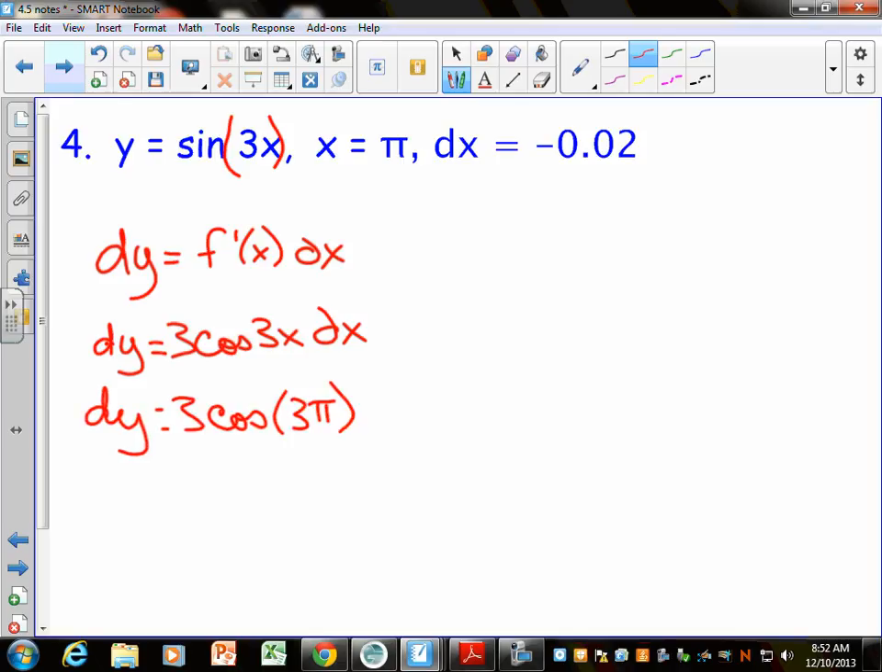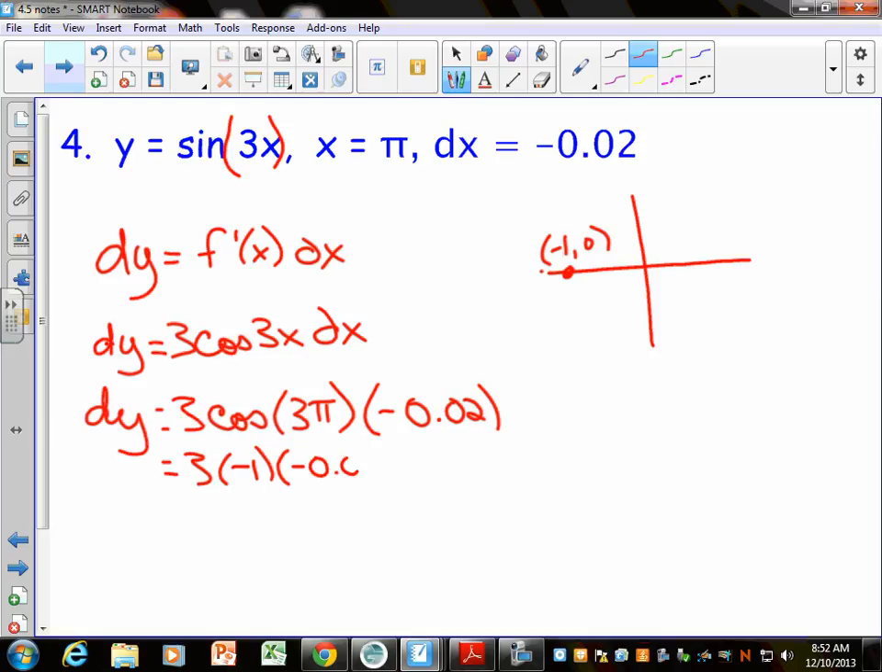3 pi times negative 0.02. What is the cosine of 3 pi? 2 pi, 3 pi would be over there. And cosine is x or y? X, so over here, it's negative 1, 0. So that's just 3 times negative 1 times negative 0.02.